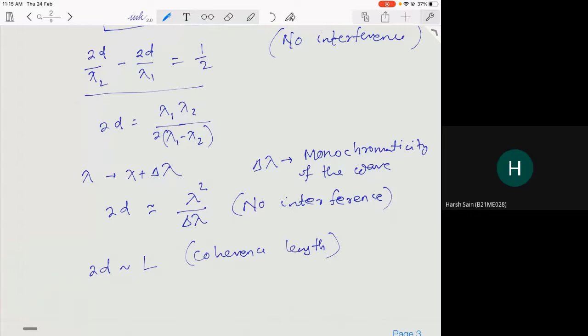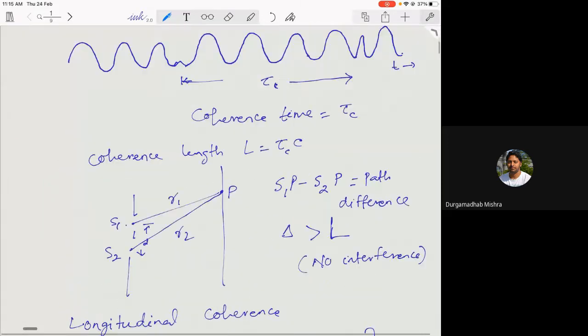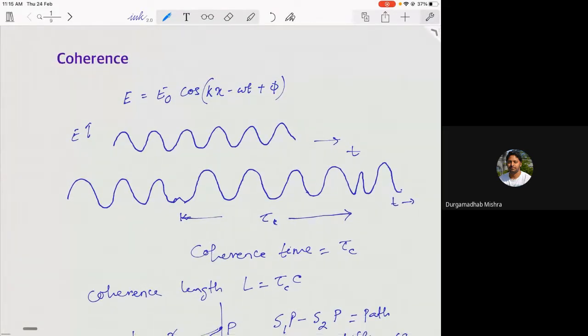What is the physical meaning of coherence length? Let's say I have an incoming wave where I am plotting the amplitude of the electric field, which oscillates like a cosine function as a function of time. This holds for all durations of time t. If my time is between minus infinity and plus infinity, it would always be like this.